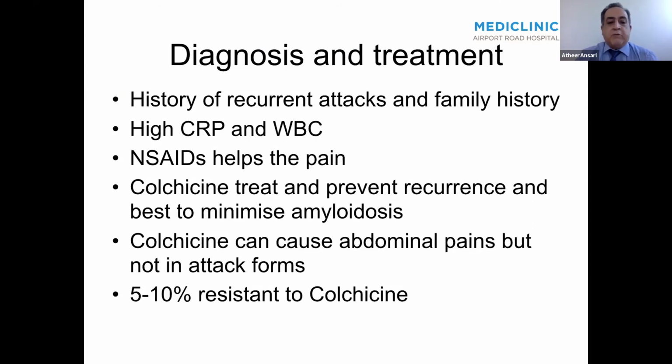So NSAIDs would help. Colchicine is the mainstay, the most important. Colchicine is the best drug to ameliorate amyloidosis. Anti-TNF could do, but it is not standard to give in FMF or gout, but there are studies on gout, mainly with etanercept, Enbrel. Colchicine by itself can cause abdominal pain. That's why some people cannot tolerate a very high dose. We have to escalate up slowly, trying to get to the best balance tolerated by the patient.